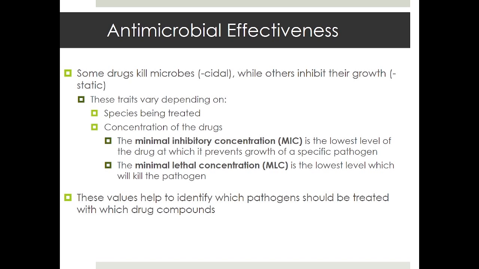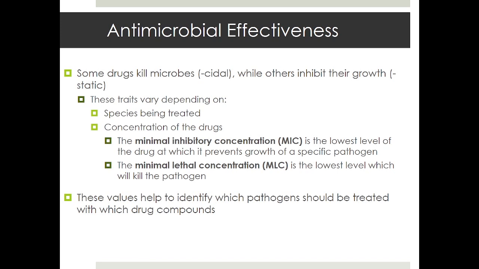And again, the difference in suffix is cidal versus static. These traits can vary depending on the species that's being treated and the concentration of the drugs administered, or the dosaging. So there's two different values here that can be ascertained based on species-specific treatment with drugs. There's the minimal inhibitory concentration, which is the lowest level of a drug at which it will prevent the growth of a specific pathogen, so inhibiting growth, or the minimal lethal concentration, which is the lowest level that will kill the pathogen. So what is the minimum amount of a product that's required to kill something or inhibit it?